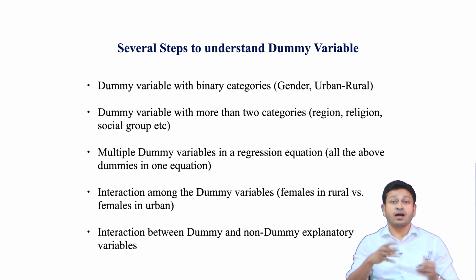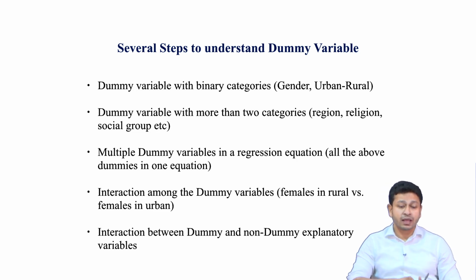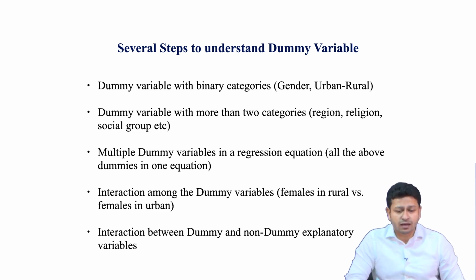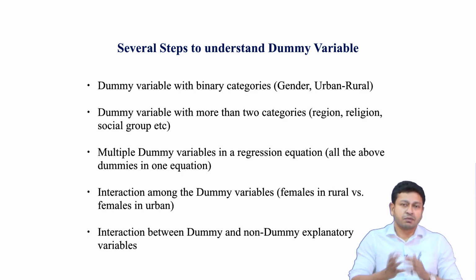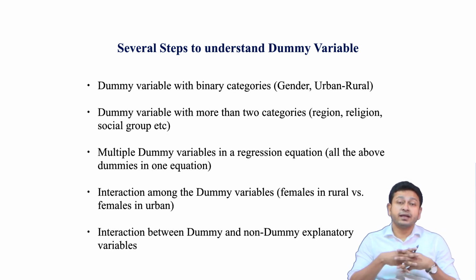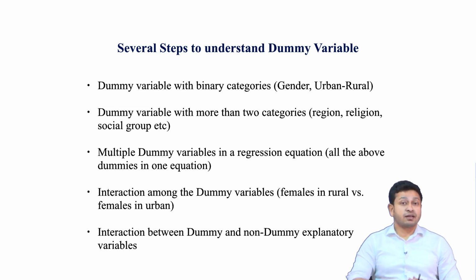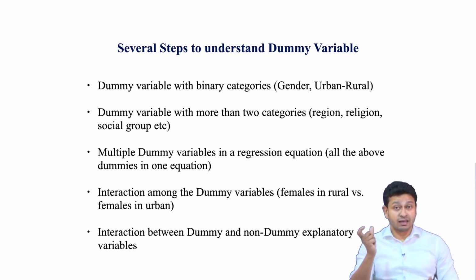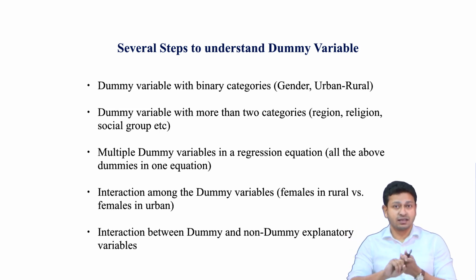So, when I do that, how do I really interpret the regression equation? That also we are going to talk about. Then we will talk about a slightly different type of dummy variable where we actually take into account the interaction of different dummy variables. For example, if I want to see the impact of being female and being in the city. So, a female who lives in the city. So, that is an interaction dummy variable.